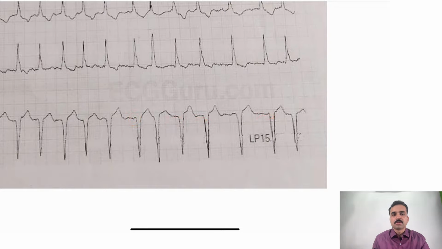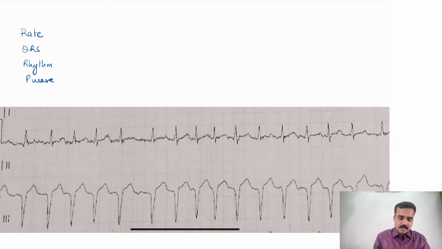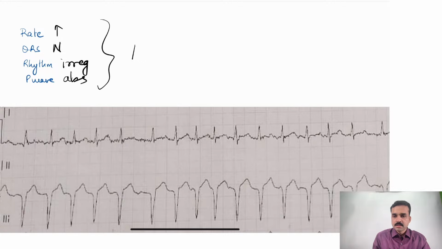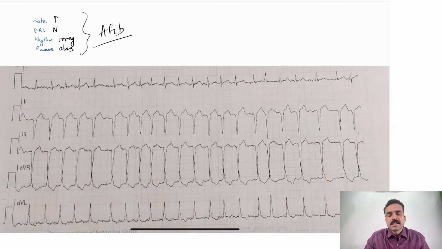So absent P waves with narrow complex tachycardia. Rate is increased, tachycardia, narrow, rhythm is irregular, and P wave is absent. The diagnosis becomes atrial fibrillation. Very good. Nice. So you guys got it. So what will the situation be? Atrial fibrillation. It might be a patient with rheumatic valvular heart disease, mitral stenosis, or the question may be about anticoagulation. So please read up CHA2DS2-VASc scoring.